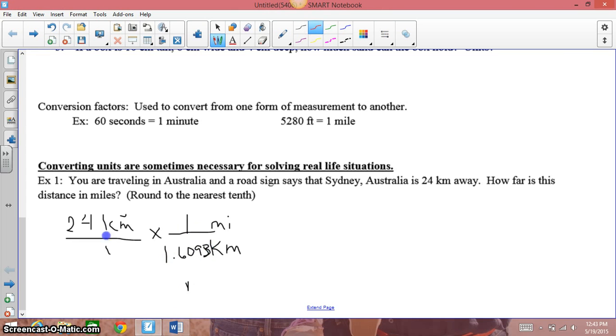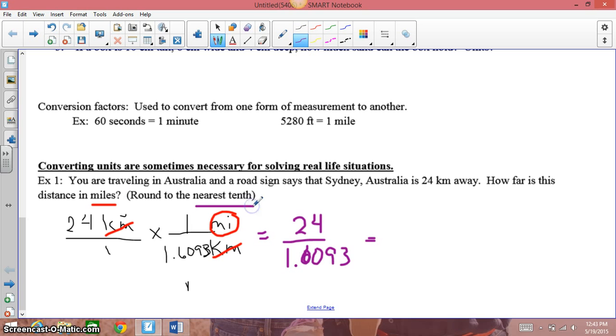That way now, kilometers have canceled out. I'm left with the unit that I wanted because I wanted my distance in miles. So I can multiply now straight across. 24 times 1, of course, is 24. 1 times 1.6093, 1.6093. Do my division, and we're rounding it to the nearest tenth, so I would get 14.9 miles. Final answer. We'll move on to the next page.